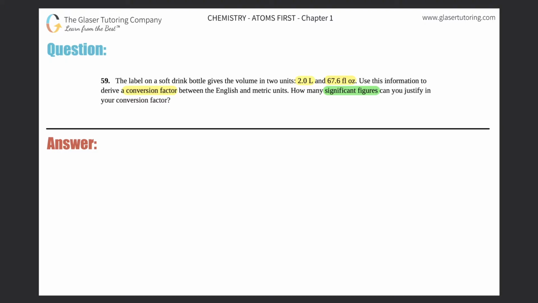Okay, so this soft drink gives a volume in 2 separate units. It's telling you that it's either 2.0 liters or it's 67.6 fluid ounces. So I'm just going to write that here, 2.0 liters or 67.6 fluid ounces. Now, just know that one is the English system and one is the metric unit system. The liter is part of the metric unit, part of your SI units. The fluid ounce is the English system. It's just good to know, but you don't really need to know that for the problem.